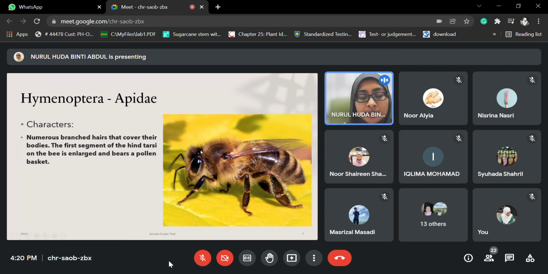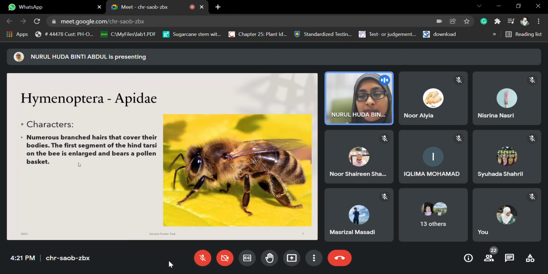So you can see dekat kepala ada, dekat thorax ada, bawah thorax ada, dekat abdomen ada, except for wing. Tak adalah dekat wing kan. But even though dekat part of the legs pun ada this kind of hairs, okay, bulu-bulu. And then the first segment of the hind tarsi is enlarged and bear a pollen basket. Remember they have modification, legs modification. We call it as a pollen basket to carry pollen.